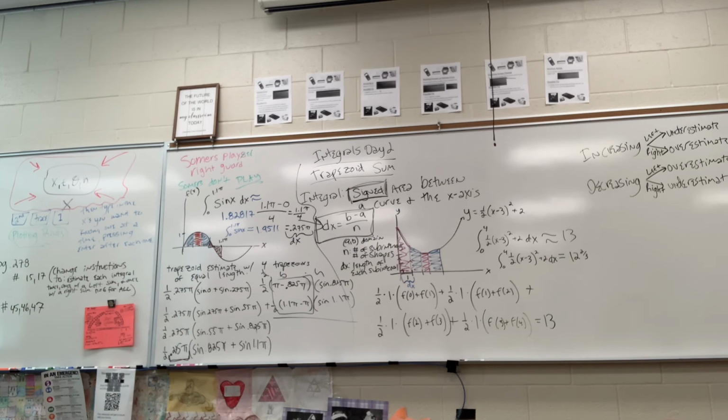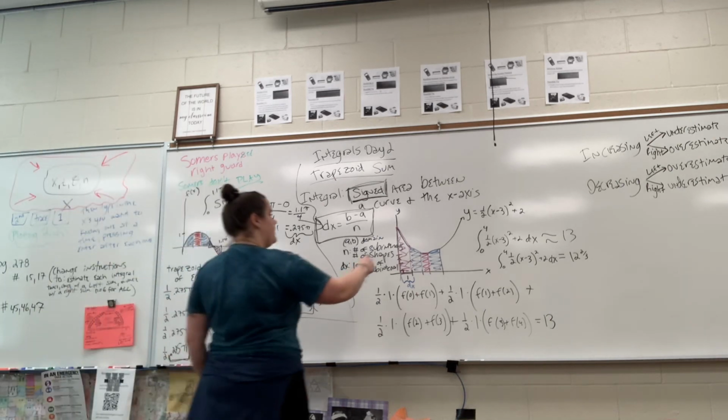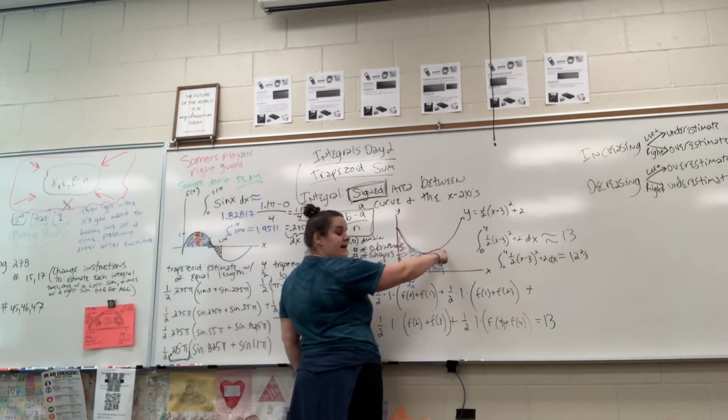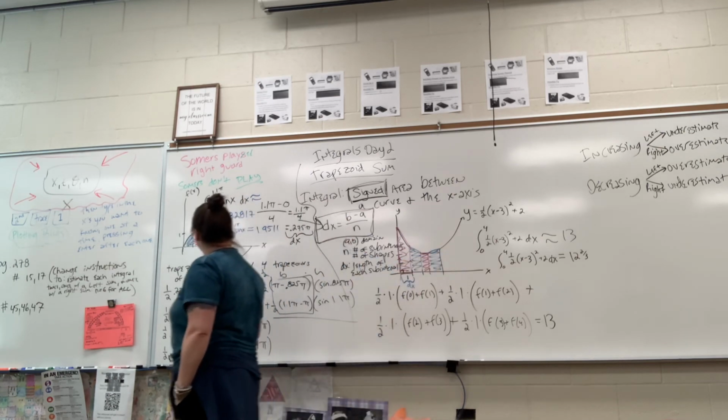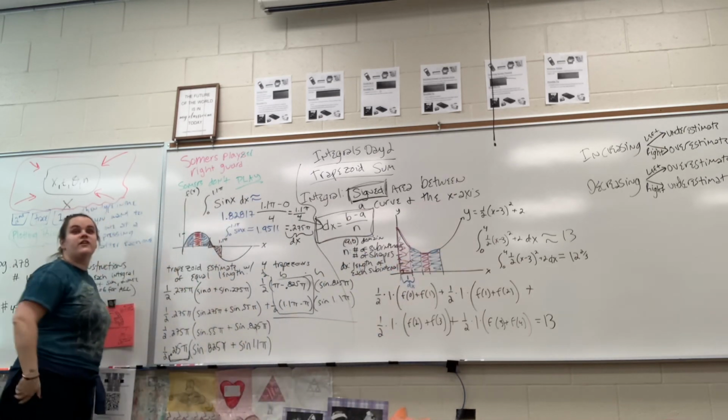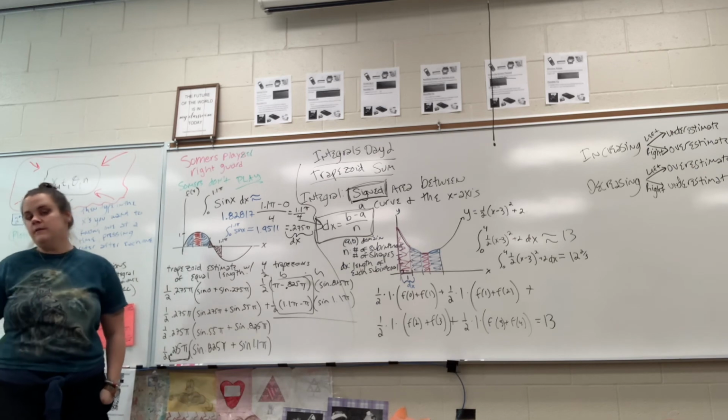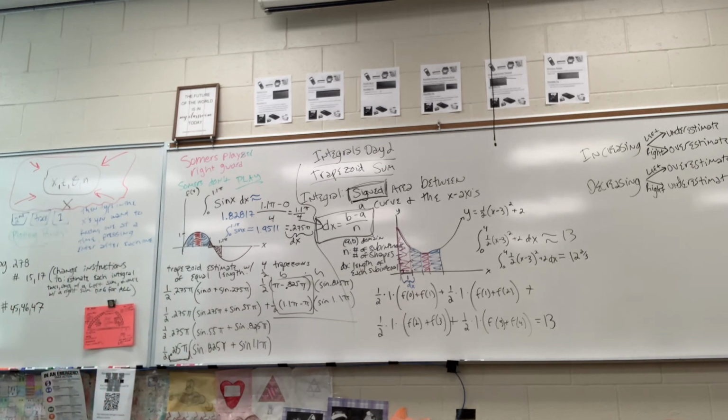If it's concave down. Okay, so Caleb thinks that if it's concave up, it's an overestimate, and if it's concave down, it's an underestimate. Do you guys agree? Yes. Michael? And then to add on to that, if it's on the negative side of the x-axis, then it's flipped. So if it's concave up, then it'll be an underestimate because the trapezoids are like facing downwards now.